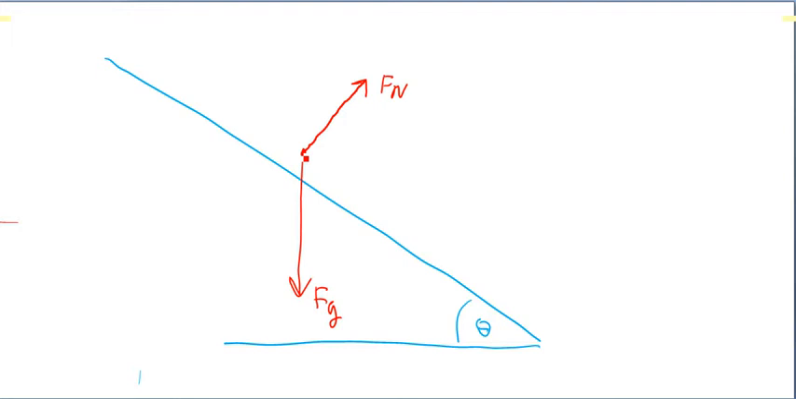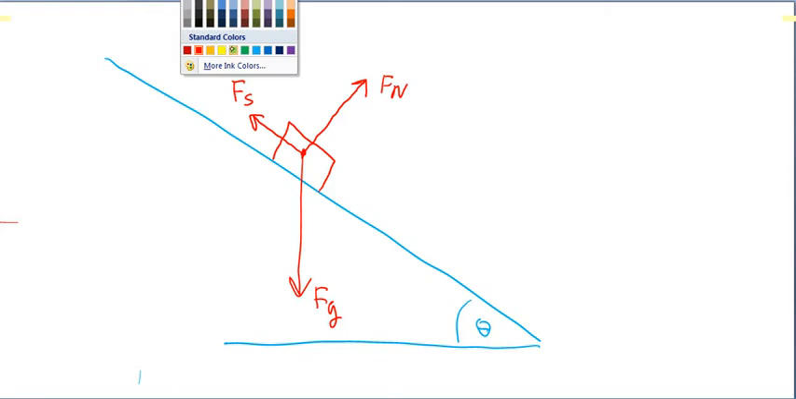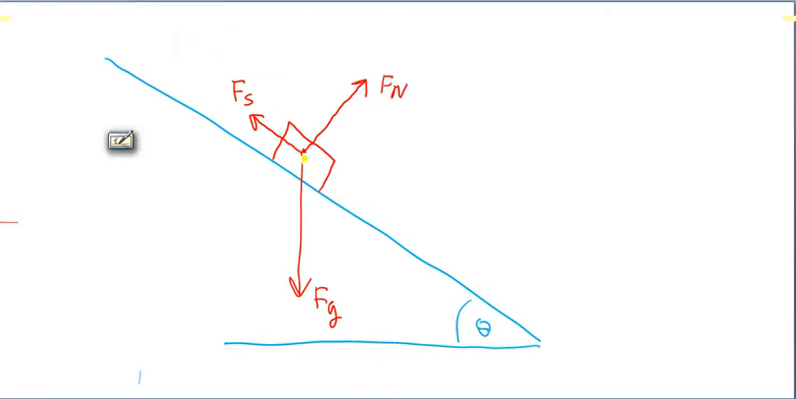And then the third force that's associated with this brick is the force of static friction, or Fs. Well, that being said, my next step in solving any problem would be to define the x and y axis. And so I'll start out with the x-axis, and I like to solve these problems with the x-axis being parallel to the surface and the y-axis perpendicular to the surface.